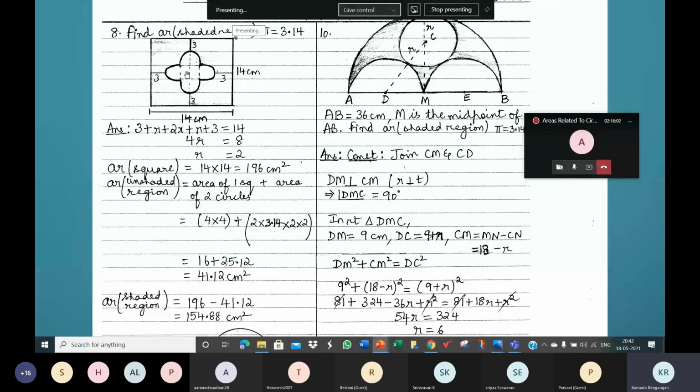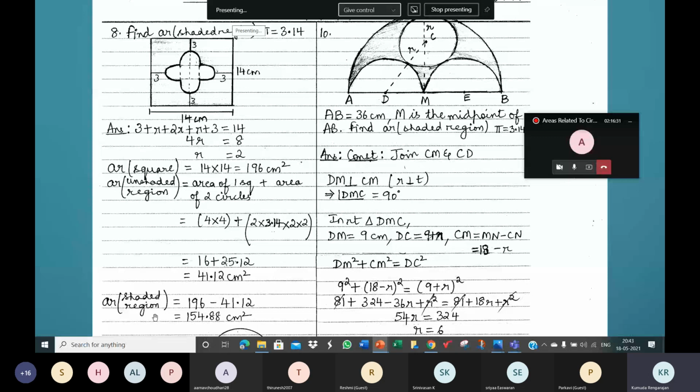The unshaded region is made up of 4 semicircles and 1 square. So 4 semicircles meaning 2 circles. So you can see the area of 1 small square and 2 circles here: 2 pi r square, pi r square into 2.